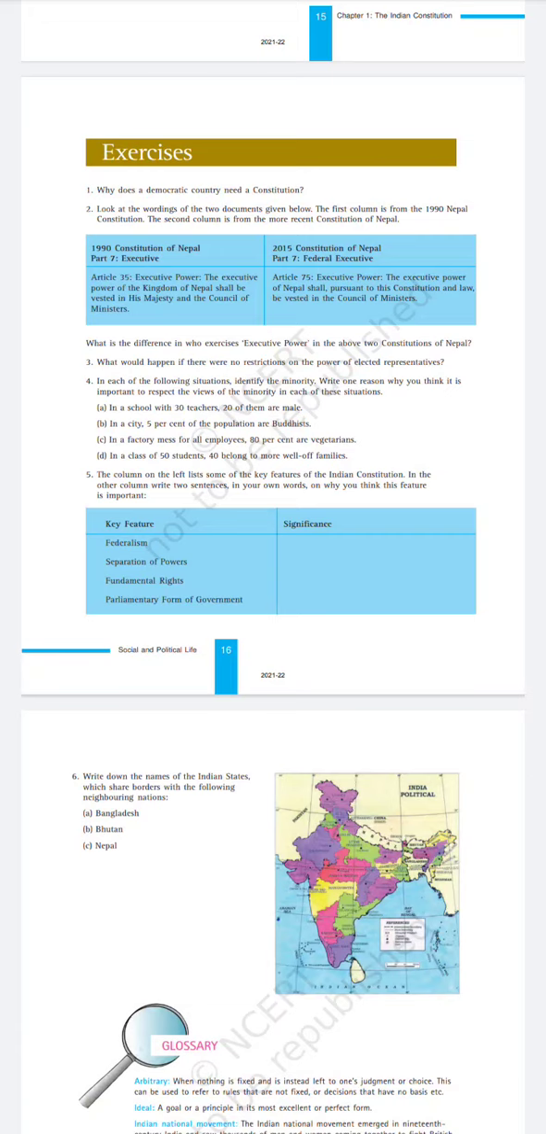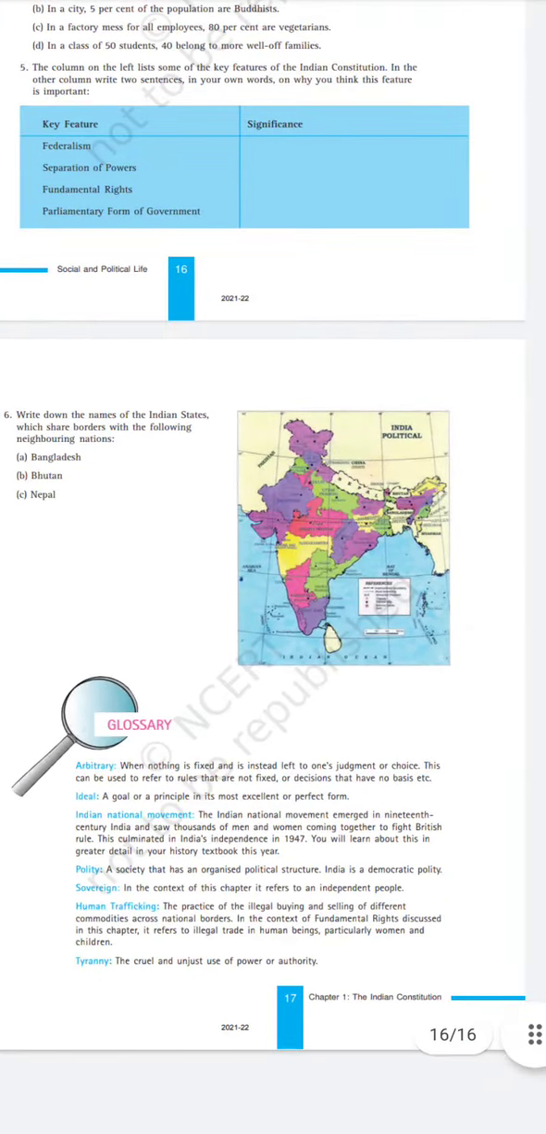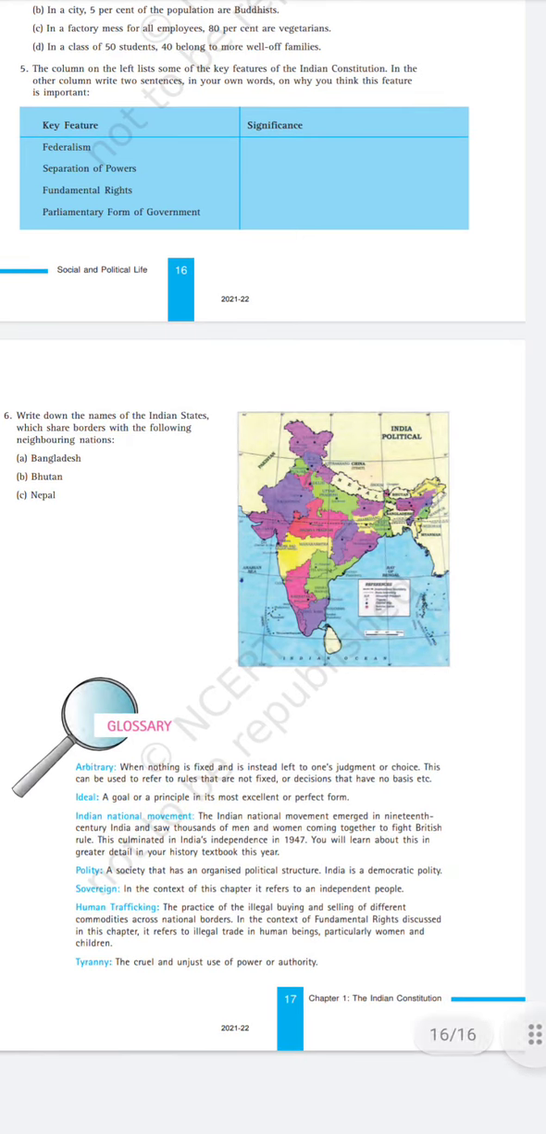The column on the left lists some of the key features of the Indian Constitution. In the other column, write two sentences in your own words on why you think this feature is important. Key features: federalism, separation of powers, fundamental rights, parliamentary form of government. Take a look at this map. India political. Write down the names of the Indian states which share borders with the following neighboring nations: Bangladesh, Bhutan, Nepal. Glossary. Arbitrary: when nothing is fixed and is instead left to one's judgment or choice.